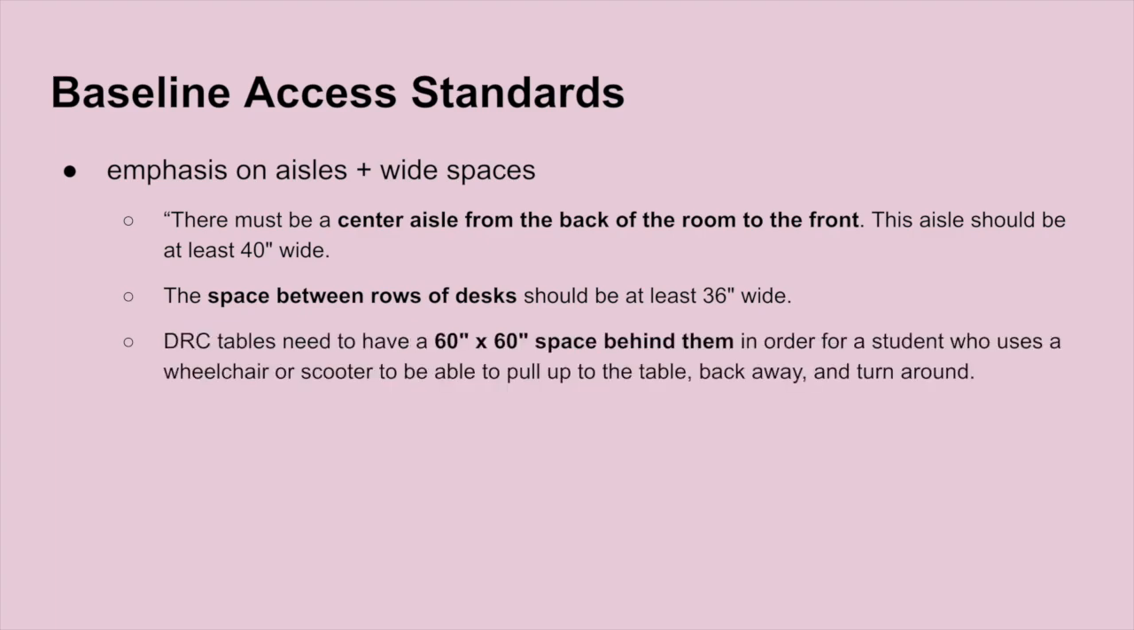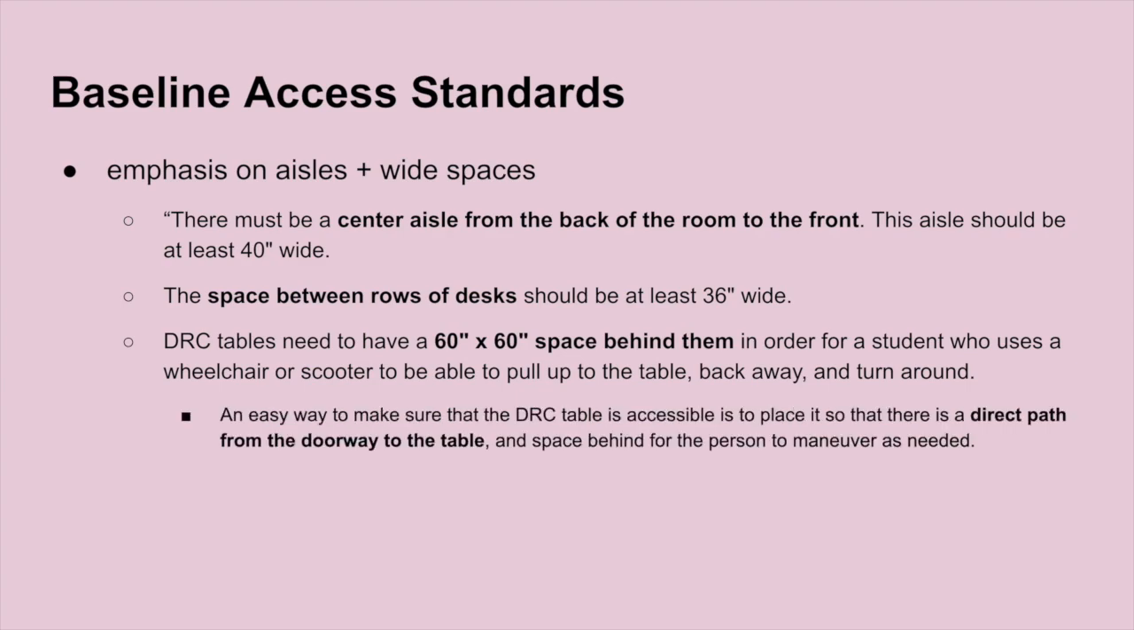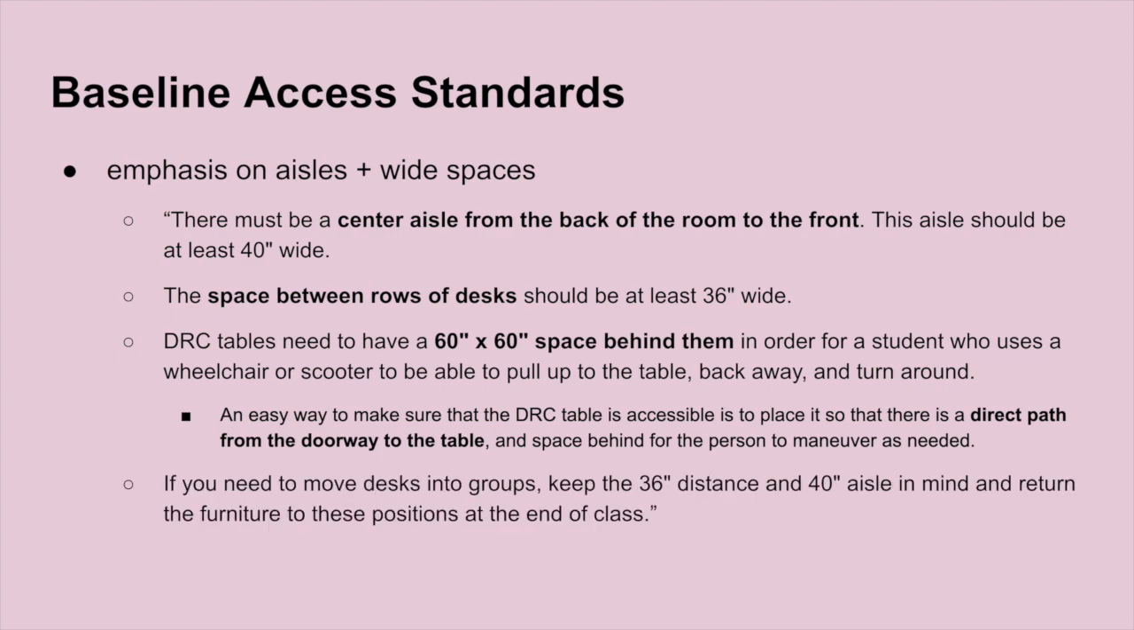DRC tables need to have a 60 by 60 inch space behind them in order for a student who uses a wheelchair or scooter to be able to pull up to the table, back away, and turn around. An easy way to make sure that the DRC table is accessible is to place it so that there is a direct path from the doorway to the table, and space behind for the person to maneuver as needed. If you need to move desks into groups, keep the 36-inch distance and 40-inch aisle in mind, and return the furniture to these positions at the end of class.